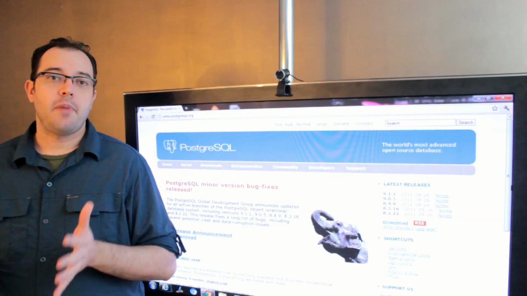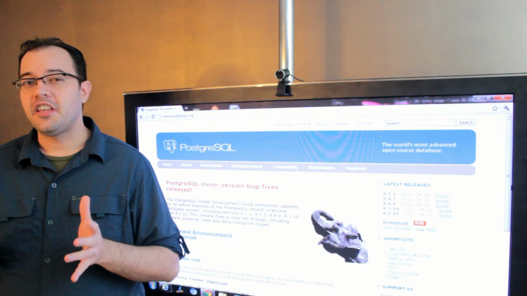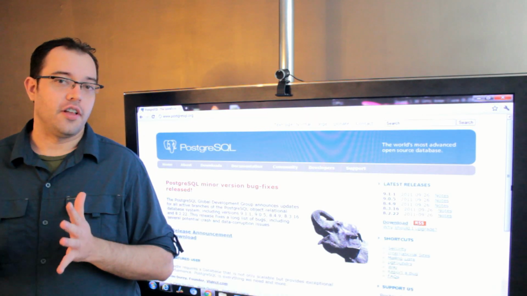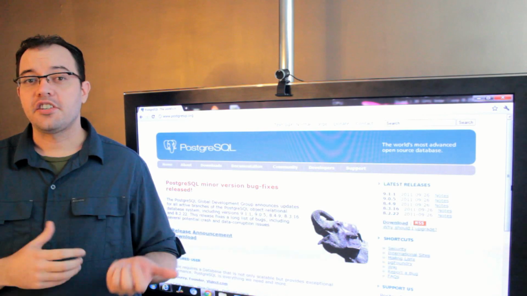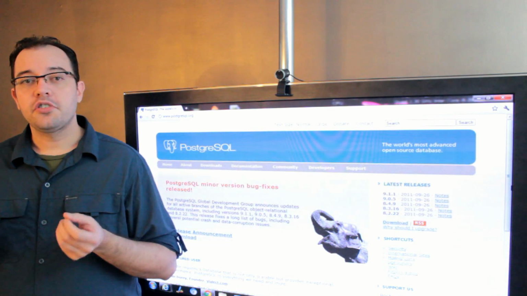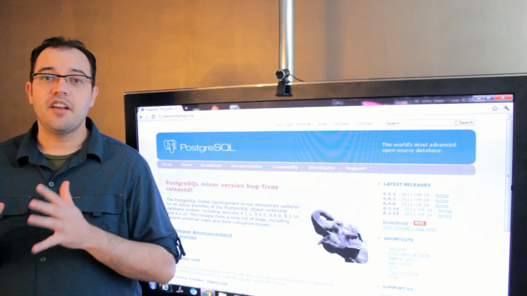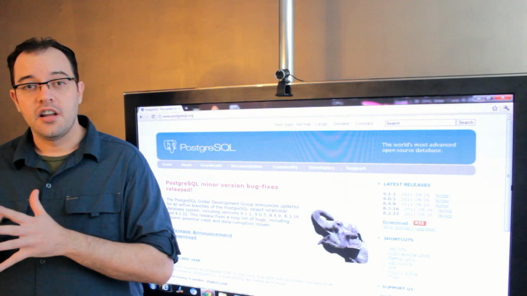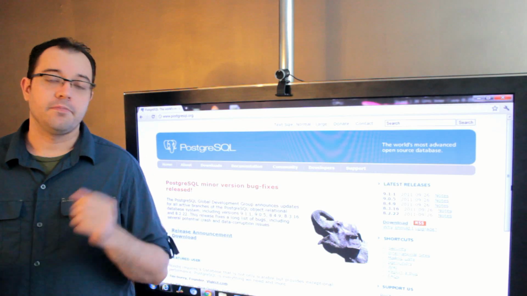A few versions back, Postgres was really the open source Oracle, as it were, even though MySQL is owned by Oracle at this point. Postgres better implements a lot of the things that Oracle does in an open source environment.